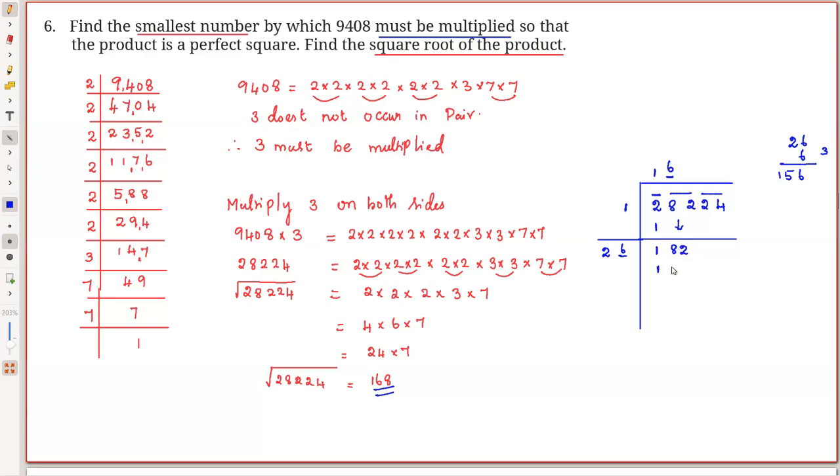Okay, so 156 is coming. Now we can just do the subtraction. Just subtract. Here it will become 12. This is 7. So 12 minus 6 is 6. 7 minus 5 is 2.